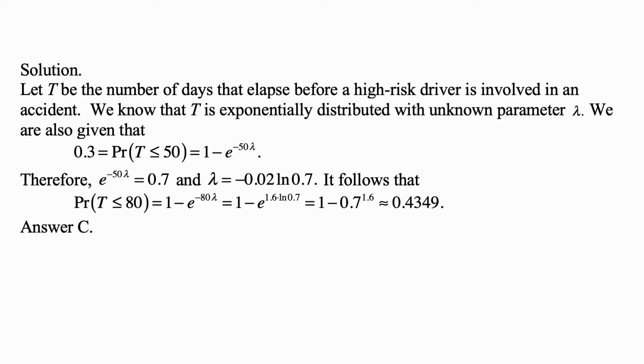And what the question is effectively asking is, what is the probability that T is less than or equal to 80? That's equal to 1 minus e to the minus 80 lambda, which is the same as 1 minus e to the power of negative 80 times negative 0.02, that's 1.6 times the natural logarithm of 0.7. E to the natural logarithm of 0.7 is 0.7, so this is equal to 1 minus 0.7 to the power 1.6, and that's approximately 0.4349, which is answer C.